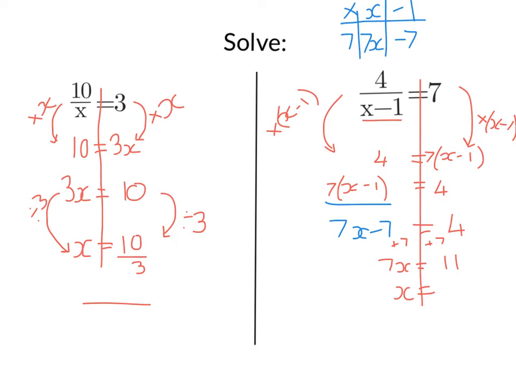I want just x, so now I need to divide by 7. And again, leave it as a fraction, 11 divided by 7. My answer is x is 11 over 7.